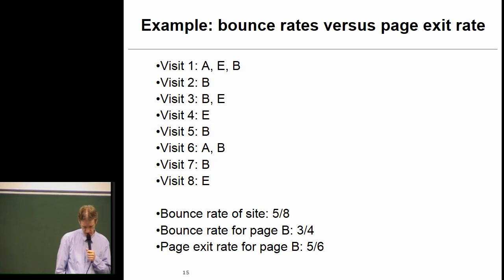So visit 2, visit 4, visit 5, visit 7, and visit 8. So I have 5 out of the 8 visits which only involve 1 page, giving me a bounce rate for the site of 5 divided by 8.